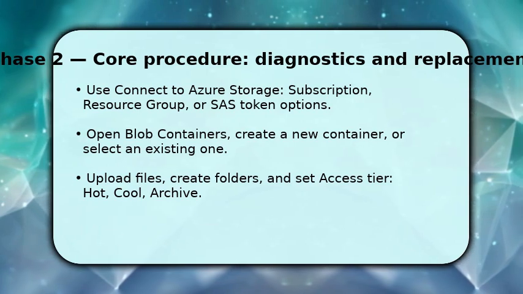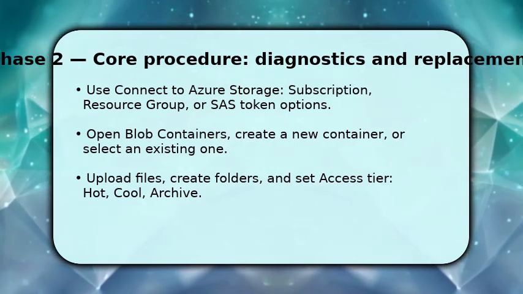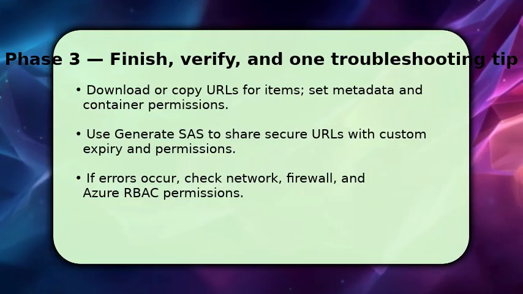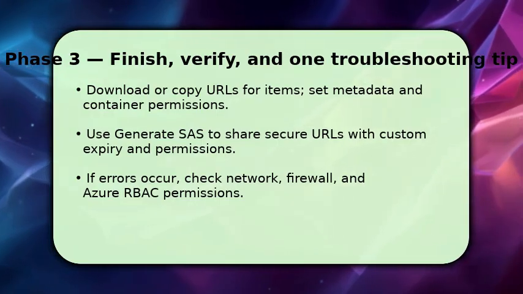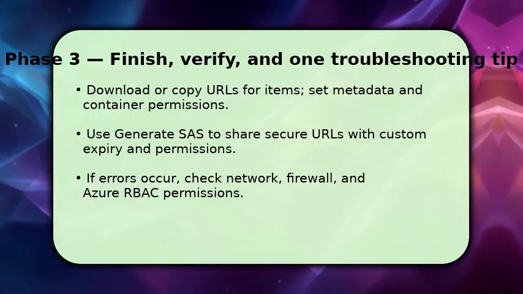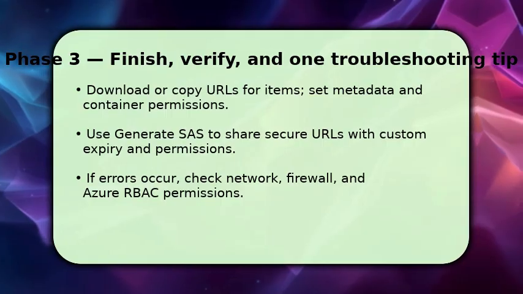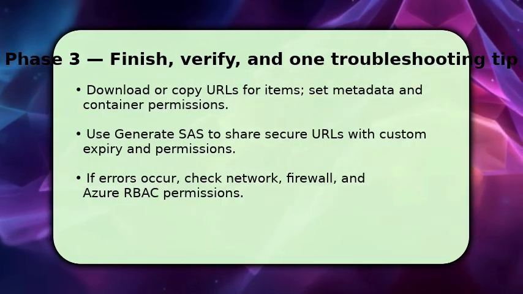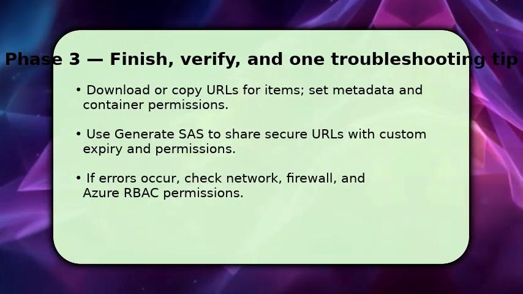To finish, download files or copy secure URLs by right-clicking items. You can edit metadata, properties, and set container public access if needed. When sharing, generate a SAS token with exact permissions and an expiry to avoid overexposure. After confirming operations, disconnect unused subscriptions to tidy the UI.